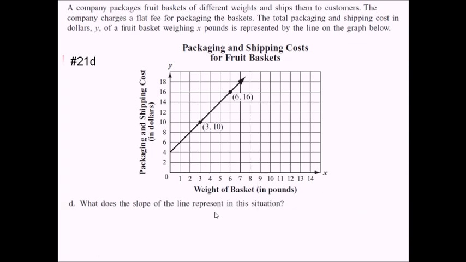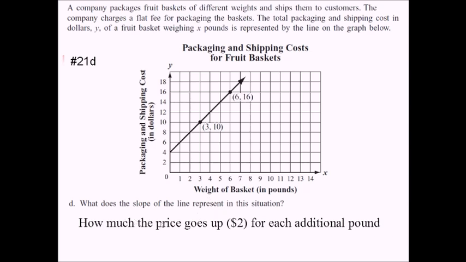For part D, we want to know what the slope of the line represents in this situation. So let's look at our units here. On the x-axis, we have pounds. So for every additional pound, we're adding on dollars as the y values here. So our slope of 2 means that for every extra pound you add, you're getting an additional $2 to the price. So we'll say that the slope is how much the price goes up, $2 for each additional pound.